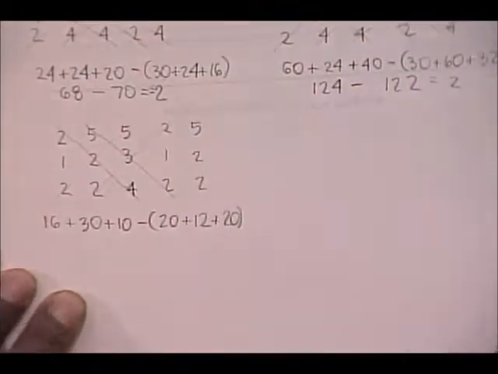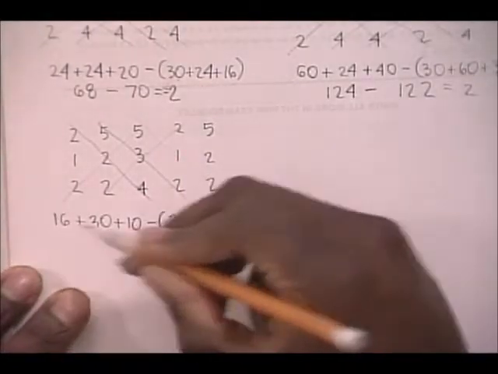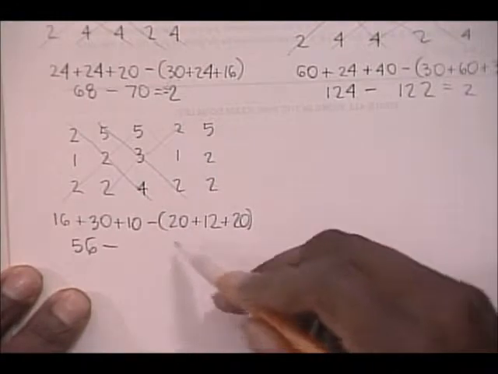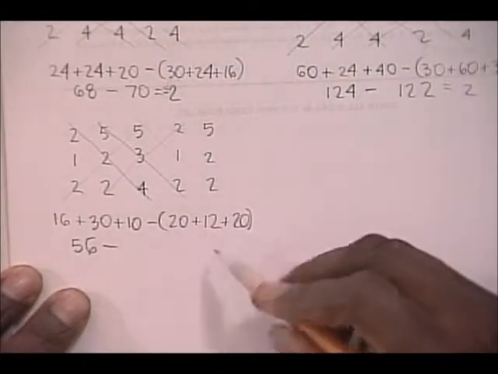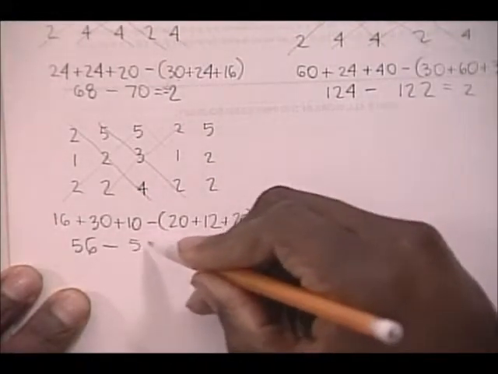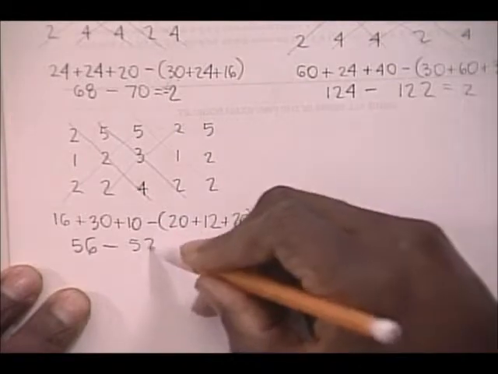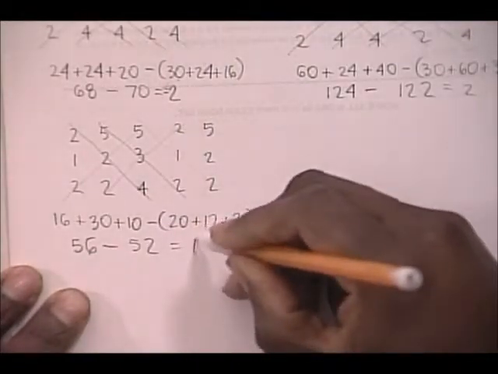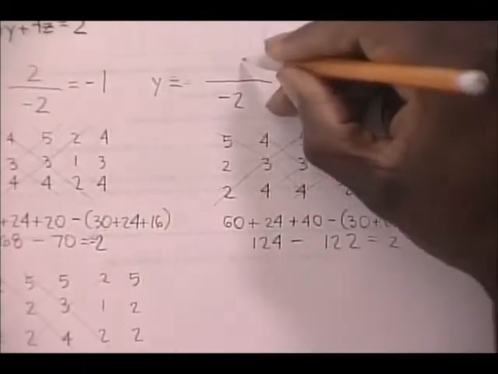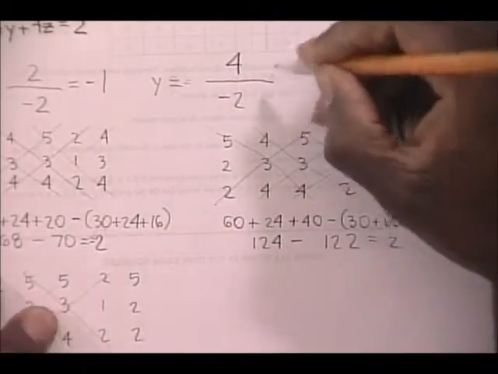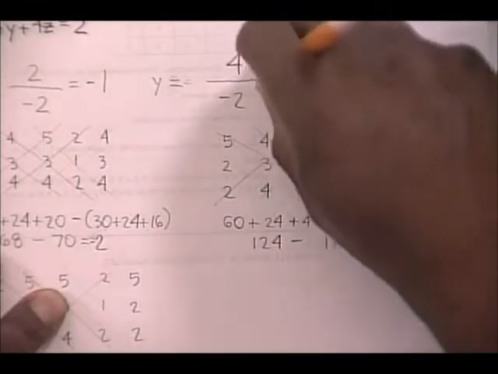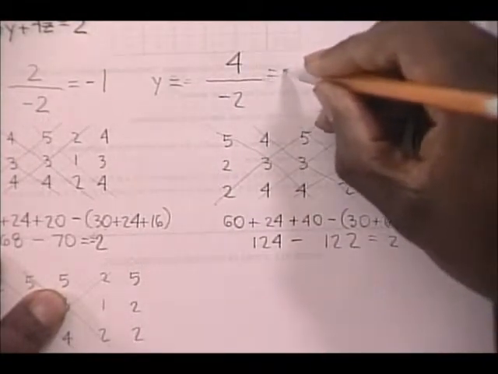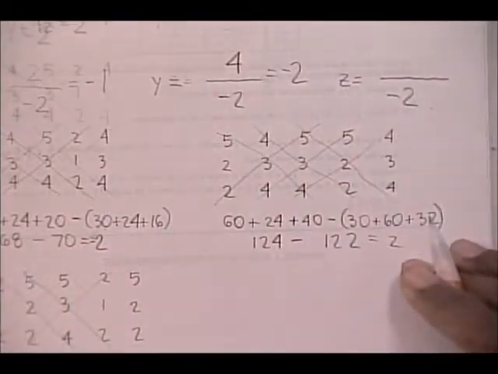All right, so let's figure this out. We get 40 plus 16, that's 56, minus, we get 40 plus 12 is 52. 56 minus 52 is 4, so that's going to represent the numerator of our solution for Y, and you end up with a negative 2.